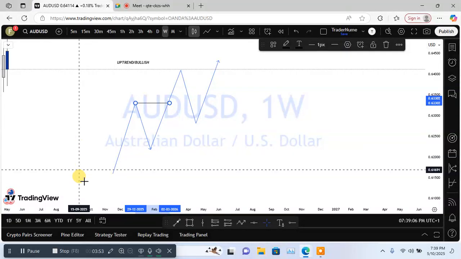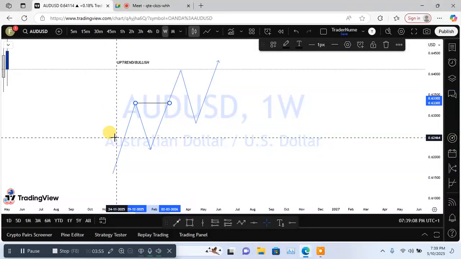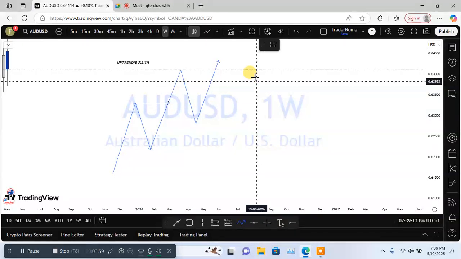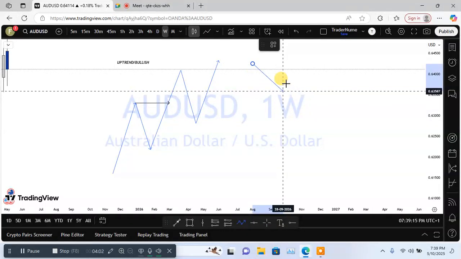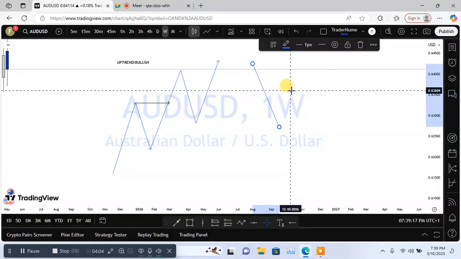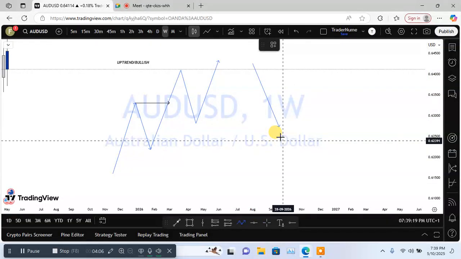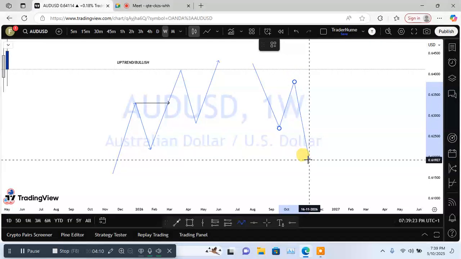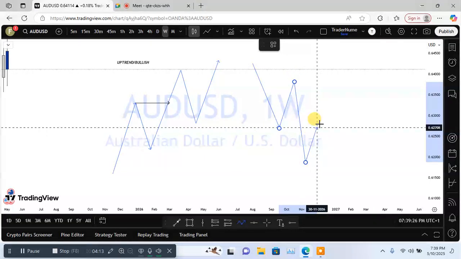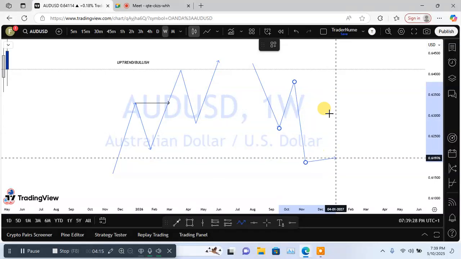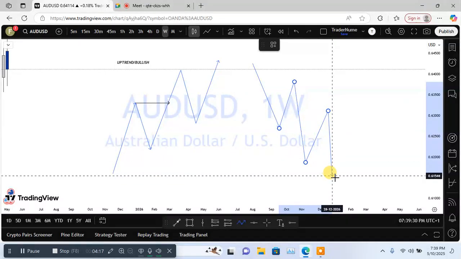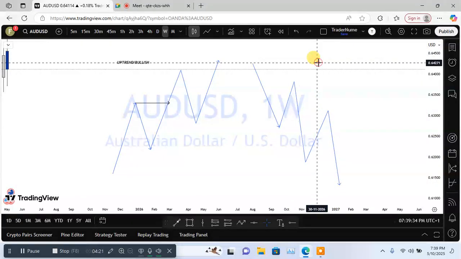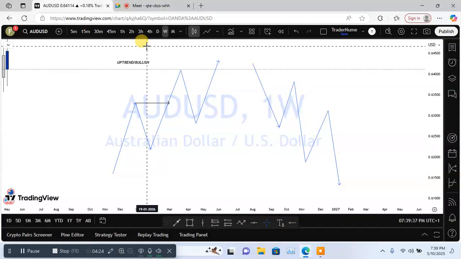Market moves from down to low if we are talking about the bullish structure, or from high to low. All right. So this will be our bearish trend.